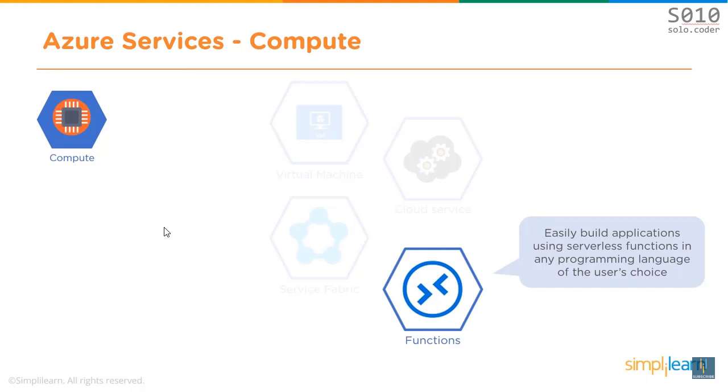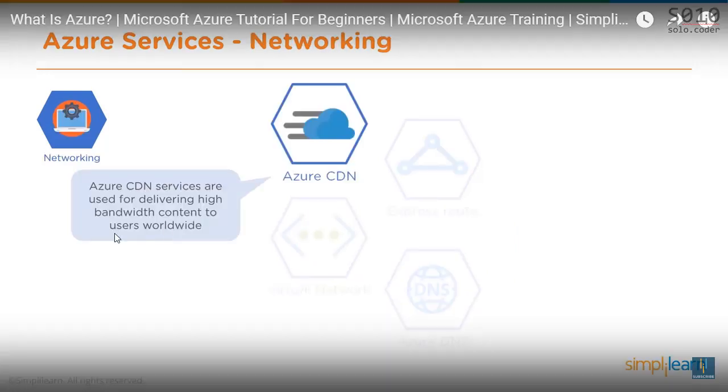Next up, functions. With functions, you can create applications in any programming language that you want. Another very important part is that you don't have to worry about any hardware components. You don't have to worry what RAM you require or how much storage you require. All of that is taken care of by Azure. All you need is to provide the code to Azure and it will execute it, and you don't have to worry about anything else. Now let's talk about some networking services.